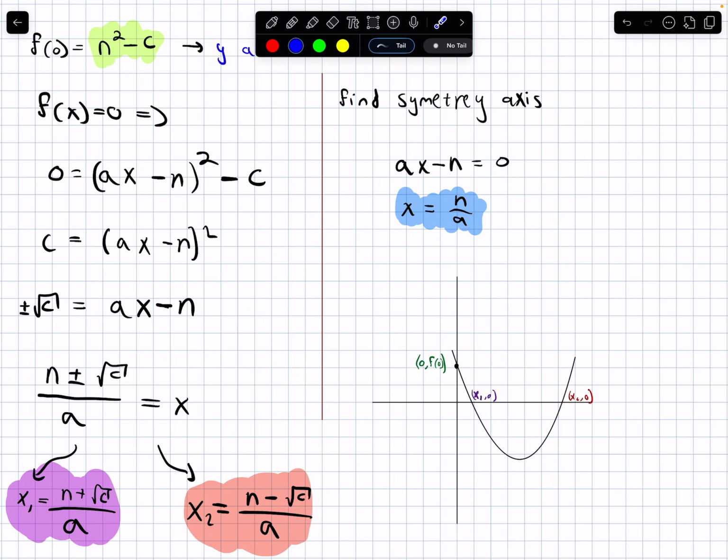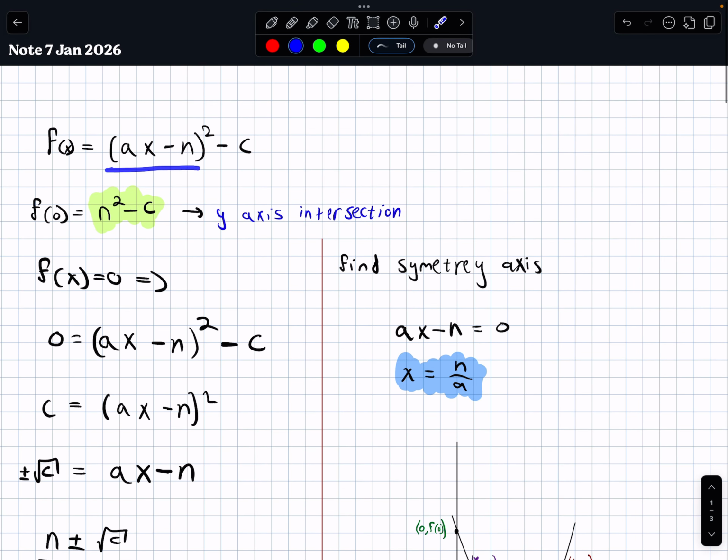Now, because we can look at this parabola as just moving the parabola around on the x-axis, at least this part, we can find the symmetry axis really easily with no derivative. If you want a derivative, you can do it. It's simpler, at least I like it more, but we basically look at when this part is 0. So we look at a of x minus n equals 0, and then we just isolate x, so x equals n divided by a.